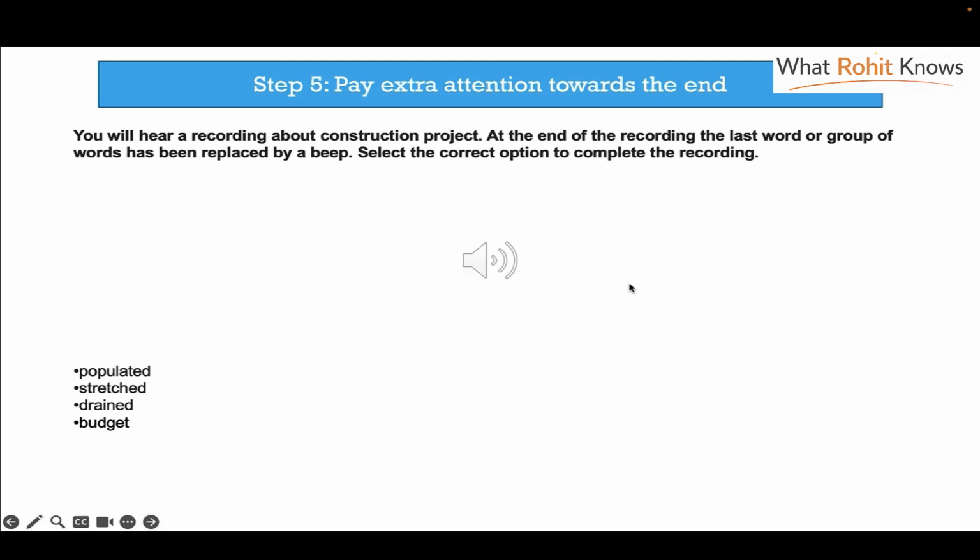Finally, last year it was finished 3 times over the. Those are the last few words that I captured, 3 times over the. So now I combine the last few words with the options: 3 times over the populated, 3 times over the stretched, 3 times over the drained, 3 times over the budget. So 3 times over the budget, because over the budget, we are familiar with that expression, and 3 times over the budget, that makes sense.